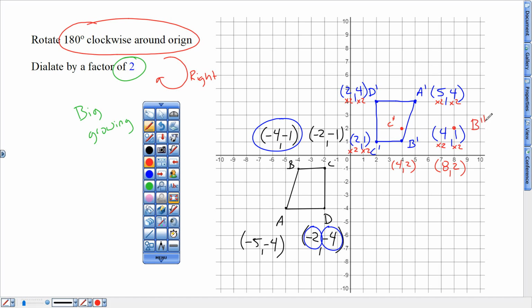And then if I do 5, 4, that becomes 10, 8 when I times those both by 2. So over 10 up 8. That's where A double prime is going to go. And then when I do this one, that becomes 4, 8 after both those are times by 2. So write 4 up 8. That's going to be D double prime. And then draw that in.